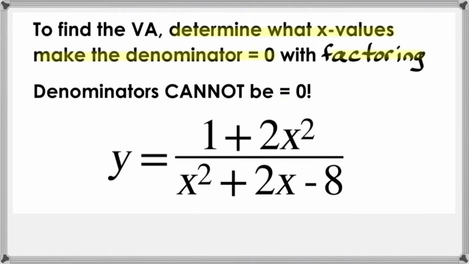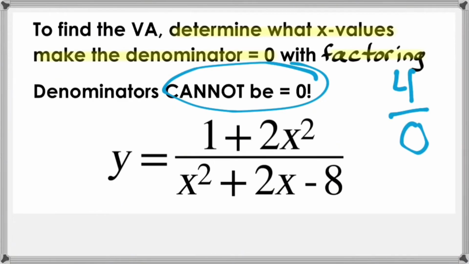Now, in order to find the vertical asymptote from an equation, we're going to have to determine what x values make the denominator become 0. And we're going to use the skill of factoring that I'm assuming you are already somewhat familiar with. The basic idea is that the denominator of any fraction is not allowed to be equal to 0. So if you saw something like 4 over 0, hopefully your pre-algebra skills would tell you that you're just not allowed to have that type of fraction.